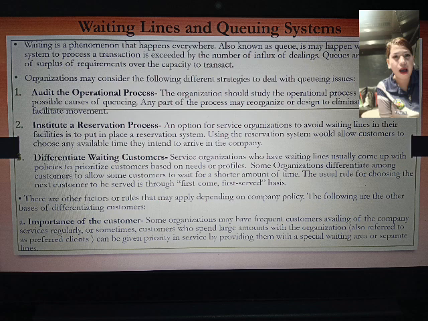Like those you see, the senior citizen lane and pregnancy lane. So, like this.